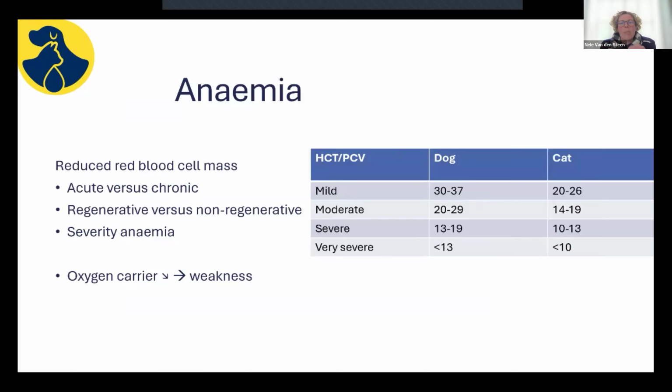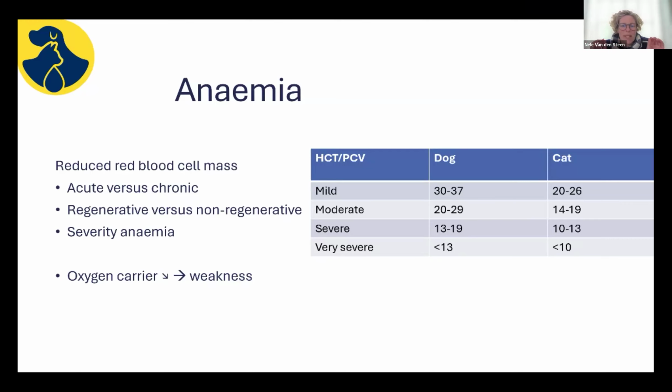Okay, let's go back to anemia. So we'll talk first about anemia. We'll then talk briefly about erythrocytosis. So anemia being a low red blood cell count, erythrocytosis being a high red blood cell count. Okay, so let's talk anemia.